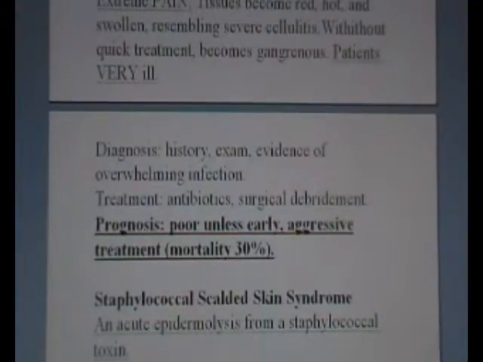Well, this is a pretty big deal. This is one skin condition where the patient may die. Antibiotics, surgical debridement, we've got to get the surgeons involved. Prognosis is poor unless early aggressive treatment, mortality of 30%.